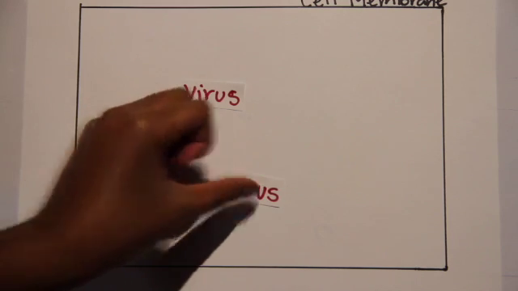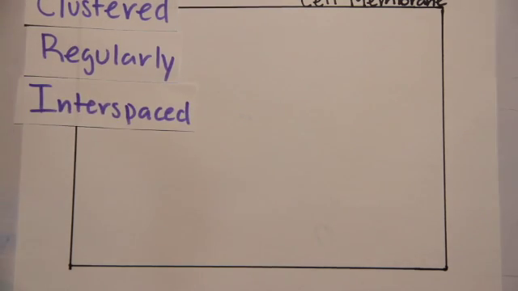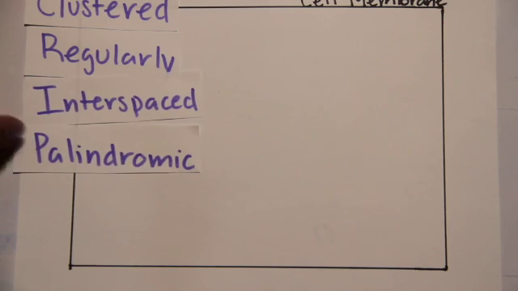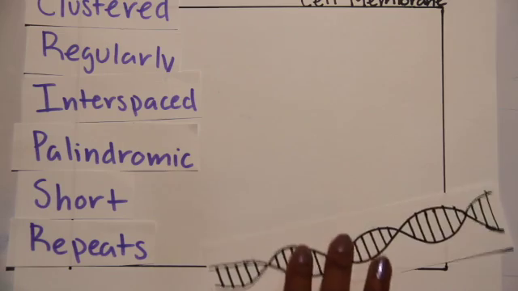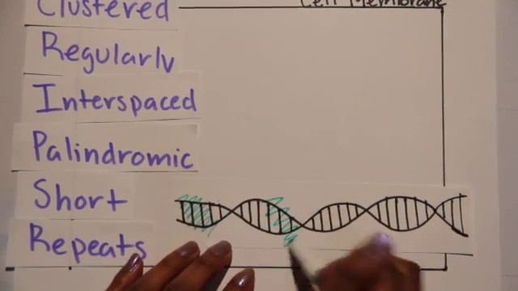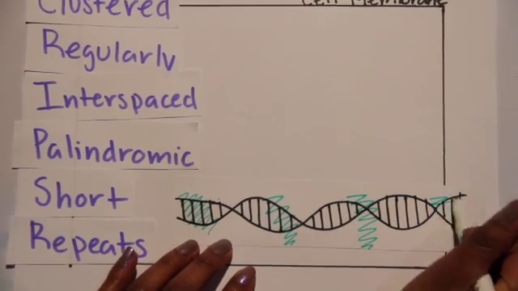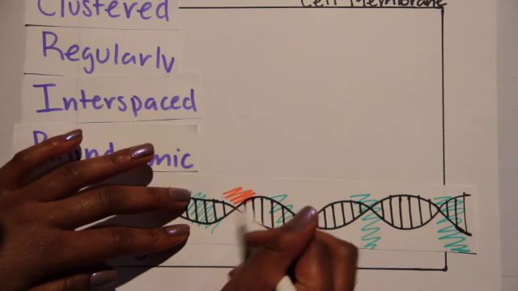In bacteria, CRISPR acts as the bacteria's immune system. Bye-bye viruses. CRISPR stands for clustered, regularly, interspaced, palindromic, short, repeats. Bacteria contain this DNA that is made up of short palindromic repeats, shown here in the green. These clustered sequences are regularly interspaced.